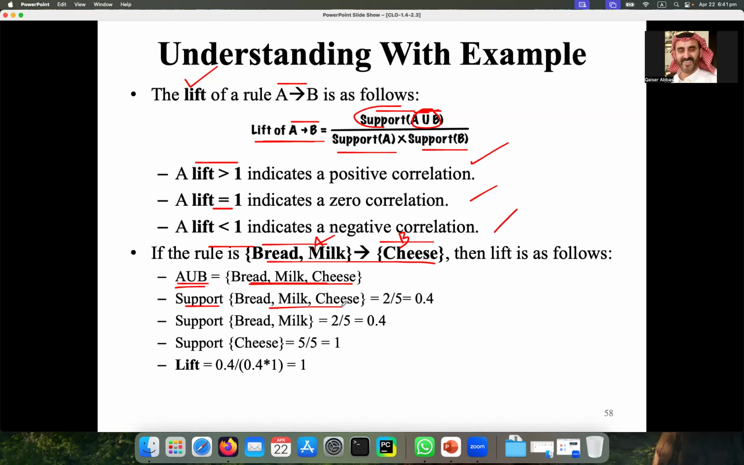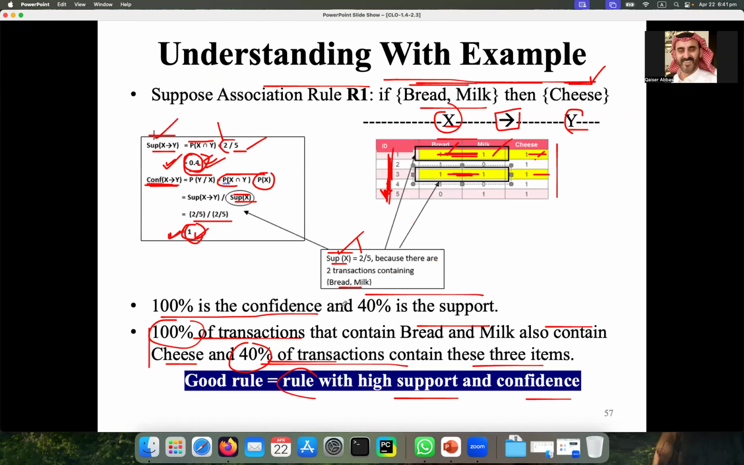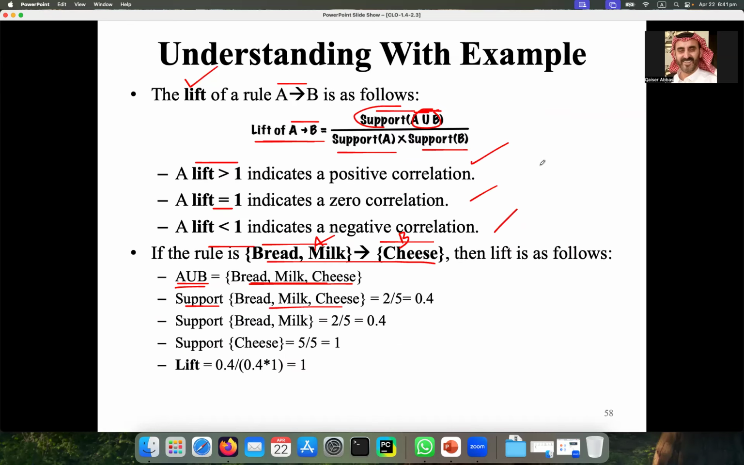Now find these three items in the database together. This is one transaction, this is another transaction, and there is no other transaction. So 2 by 5, then you will have 0.4 again. And the support of bread and milk, when you count only bread and milk, would again be 2 divided by 5. This is the support of A. A was bread and milk.